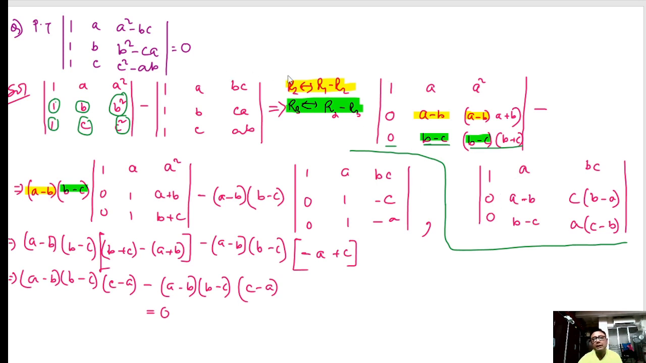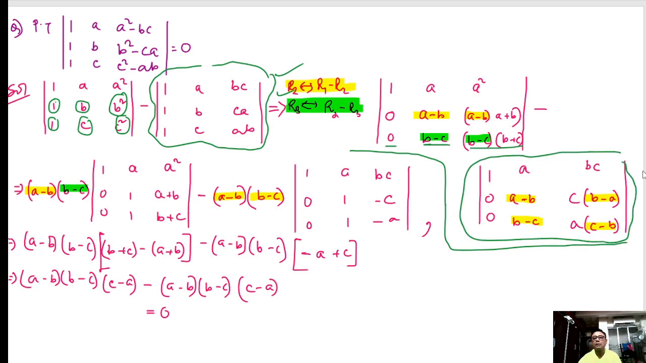Similarly, the same operations we are applying on this, and we are getting the commons. A minus B from the second row, B minus C from the third row. So here is A minus B and B minus C, and this is the second determinant. In this determinant also we are doing the same functions, and this is that determinant. Okay, so here is the second determinant, here is the first determinant, and this comes.